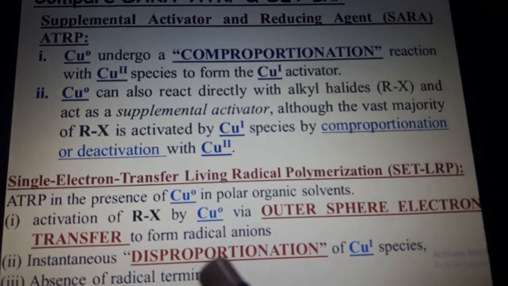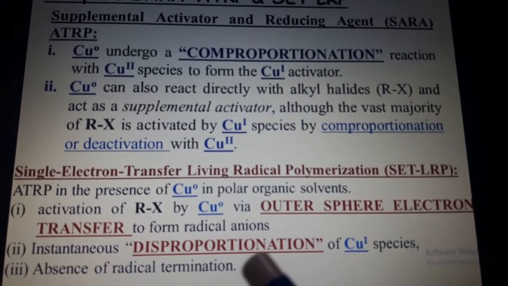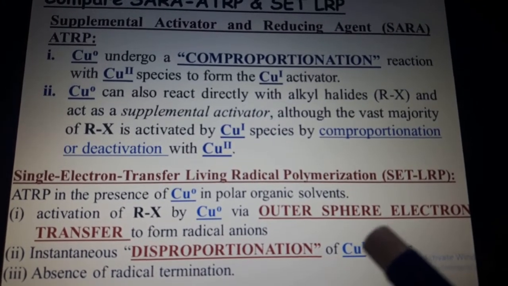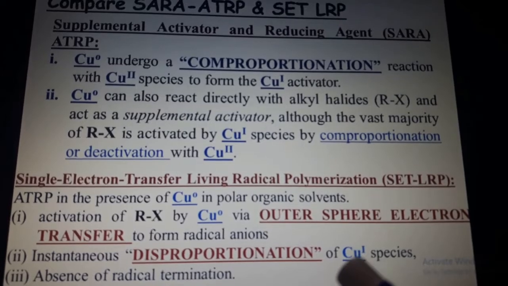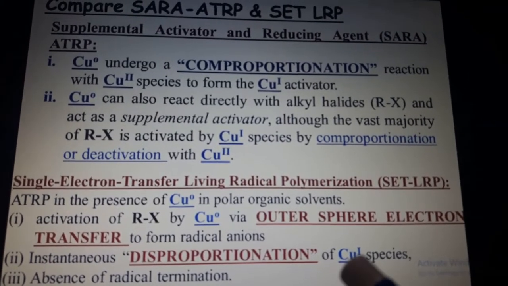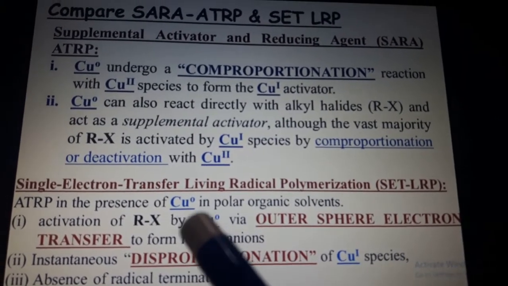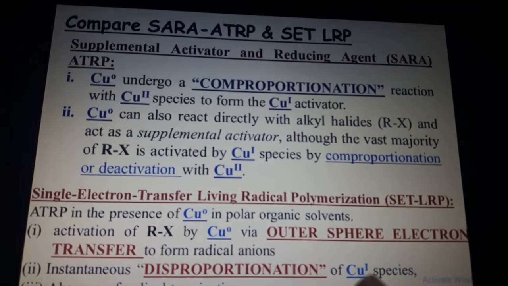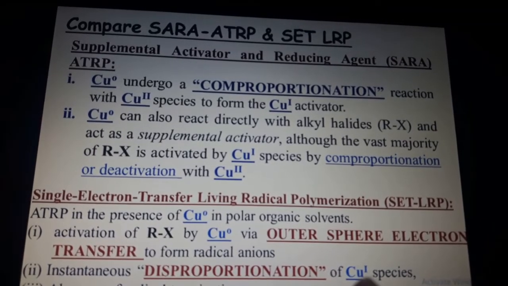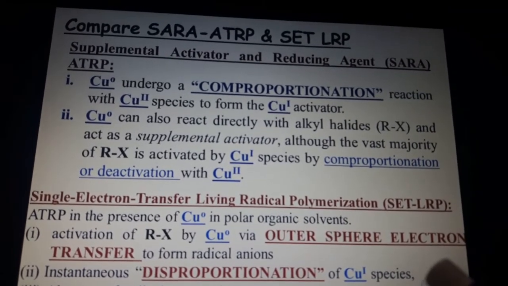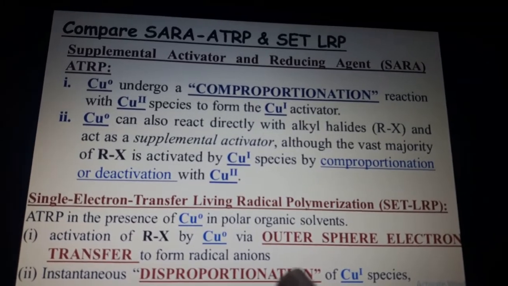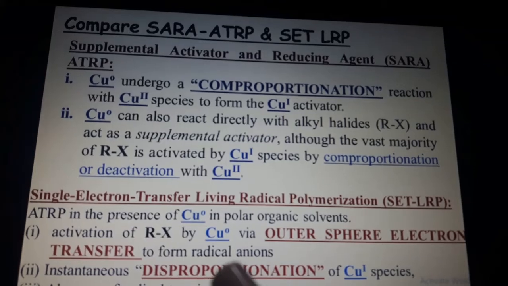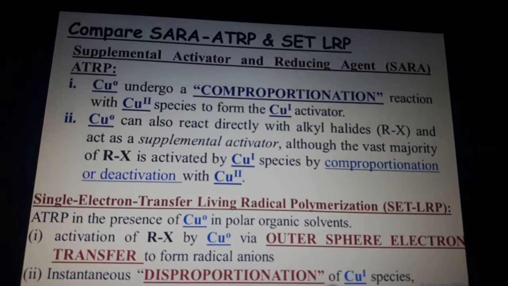This is done by a disproportionation reaction of Cu(I) species. So a disproportionation reaction is one in which a species is oxidized and reduced. So on one side this is reduced to copper in the zero oxidation state, and on another side this species, copper in the +1 oxidation state, is oxidized to the +2 oxidation state. That's why this is called a disproportionation reaction, in which the same species undergoes a redox process, that is, is oxidized and reduced.